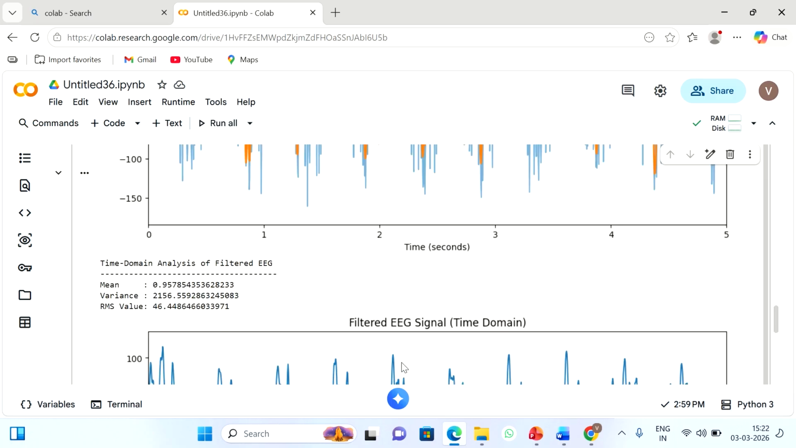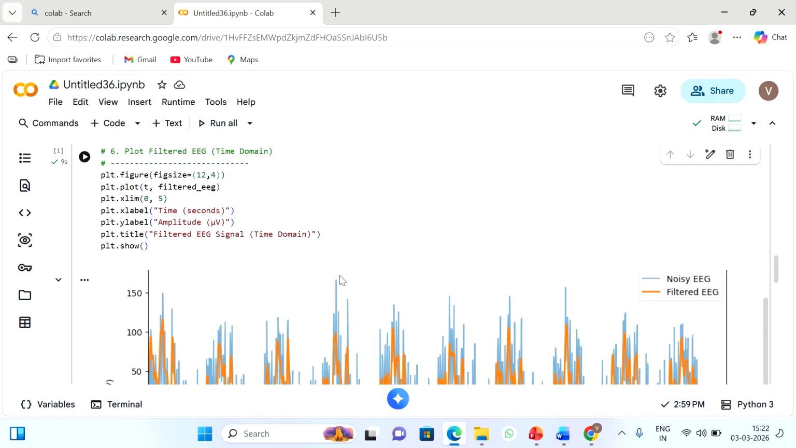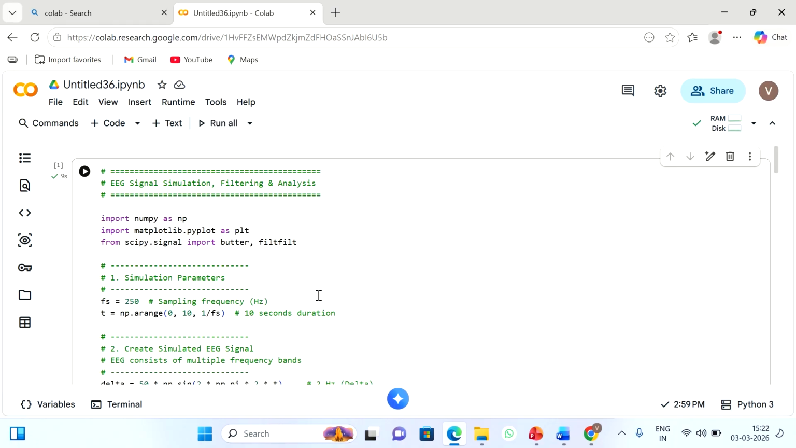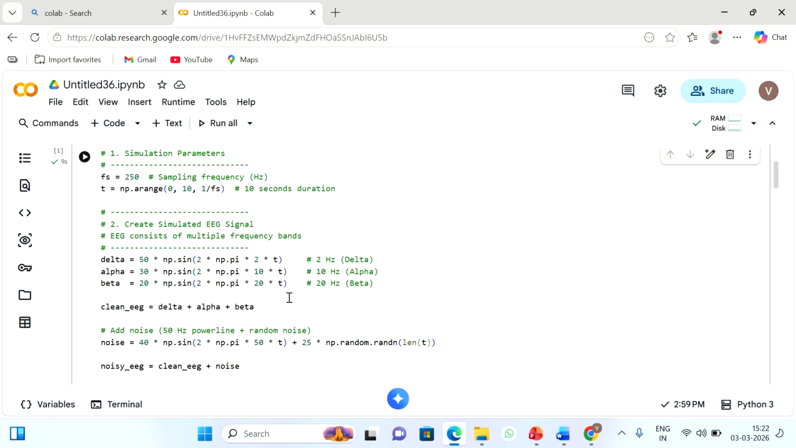So here the filtered signal is also shown along with the EEG signal for comparison. Here the theta waveform is not shown because it actually appears in the infant only, so we are not showing the theta waveform.